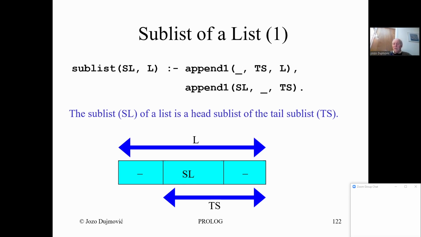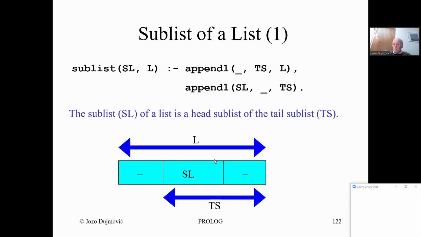The idea of doing that is shown in this figure here. If I have this list, I can decompose this list into head, this part here, and this TS. What is this? We can append something anonymous to this TS to get this list L. In that case, we extract this TS. So this is what this append is doing. It is appending this anonymous part to this tail sublist TS to get L. So if I give L as the input, this is going to create for me this TS. And this TS is from here to here.